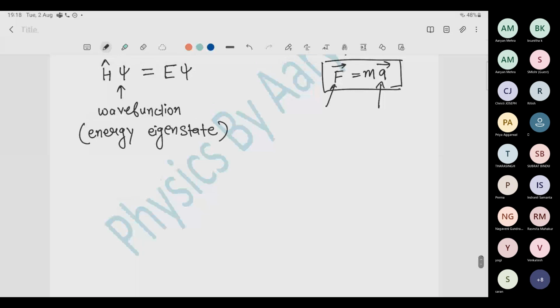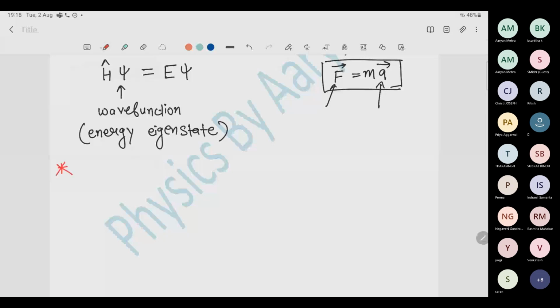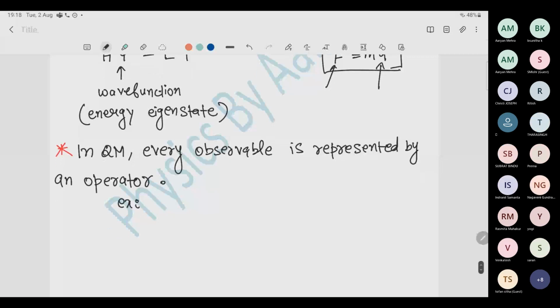So now comes the second principle of quantum mechanics. The first principle we already discussed. Now the second principle: in quantum mechanics, every observable is represented by an operator. For example, energy is represented by the Hamiltonian operator.